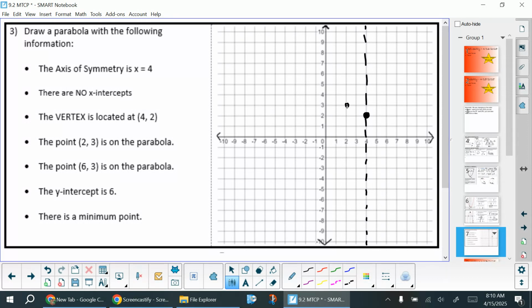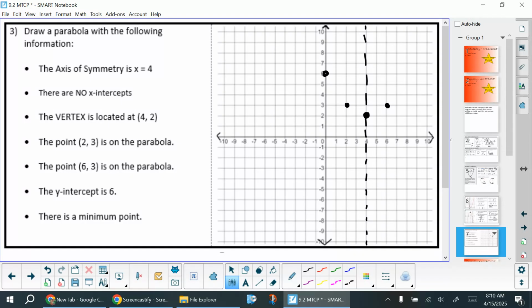2, 3 is on the parabola. 6, 3 is on the parabola. You can see there, those are symmetric about my axis of symmetry. They're the same distance, 2 units away, 2 units away. The y-intercept is 6. So on my y-axis, I'm going to plot the point at 6.